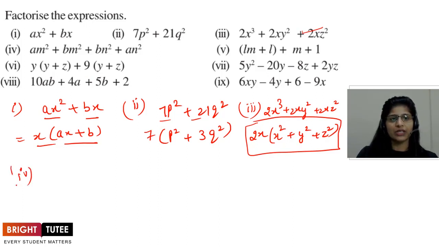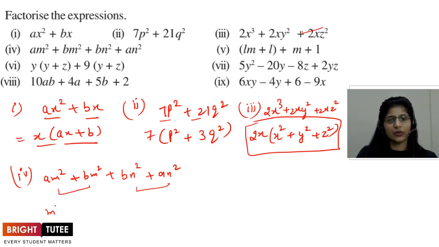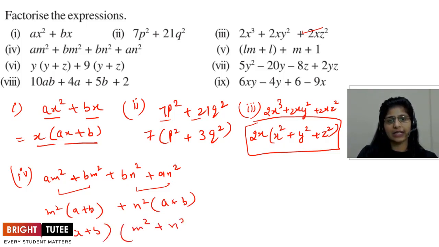Now the fourth part of the question is giving us am square plus bm square plus bn square plus an square. What we can do is take out common factors. So m square we can take common from the first two terms, and from the other two n square we can take common. So we'll get m square times (a plus b), then n square times (a plus b). Now a plus b is common in the complete expression, and then m square plus n square we are left with. So these are the two factors that we can write for this question.